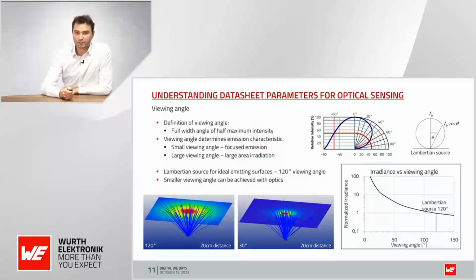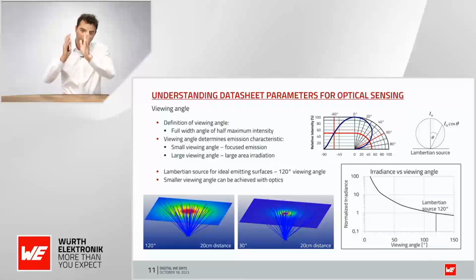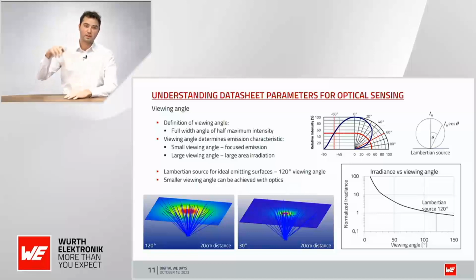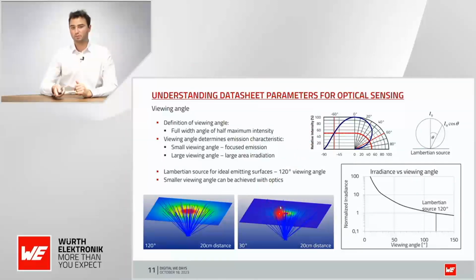But what you can do is reduce this viewing angle, so make the light more focused, if you put a lens on top of the chip. What happens if you put a lens in front of it is that you go from 120 degrees down to, depending on the lens you use, maybe 30 degrees. So actually you're focusing the light much more. It means you have more light on the spot, but of course less light in the surrounding. So you don't have such a large spot.